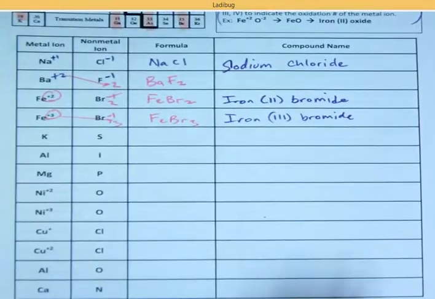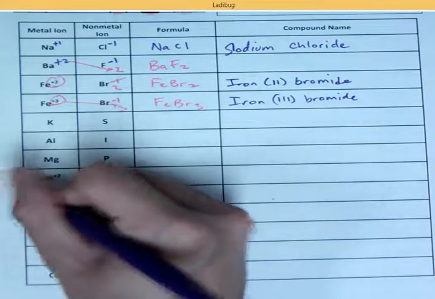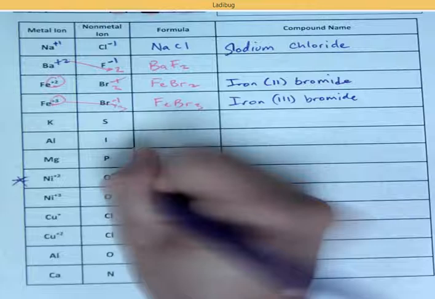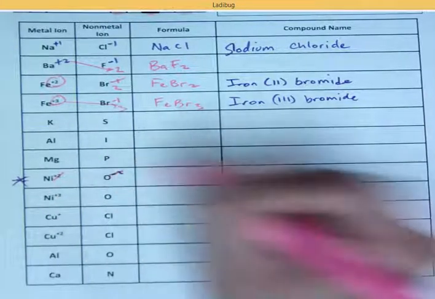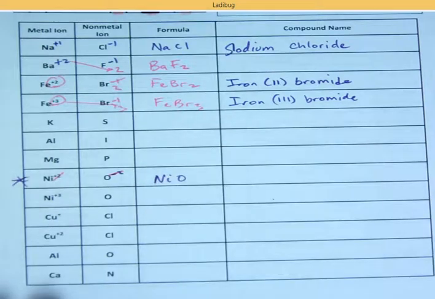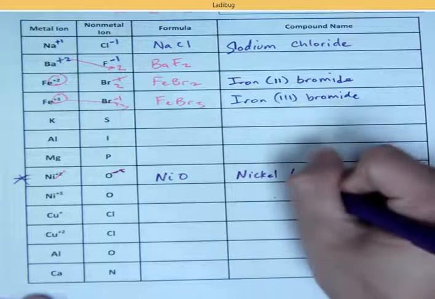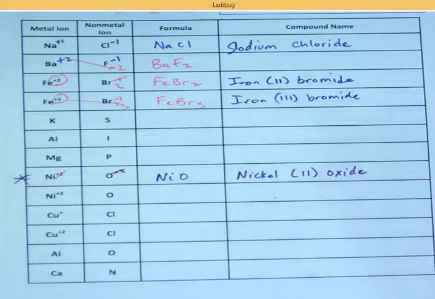Okay, so for example here, nickel and oxygen. We're going to take a look at nickel and oxygen here. Nickel is +2, oxygen is -2. The oxidation numbers are the same. You can cancel them out and not cross them, so it's just NiO. Okay, but nickel is still +2, so you write nickel 2, oxygen becomes oxide. Okay, nickel 2 oxide.